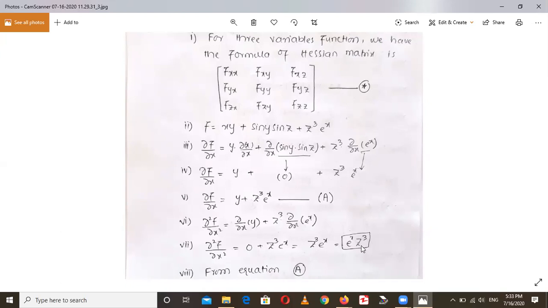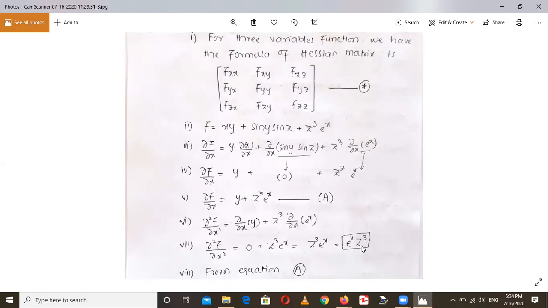Are you getting me? Hang on. I don't understand the question. Let me reread it again. For a 3 variable function, we have the formula in the matrix. Hang on, let me double check on the quiz. I'm a little bit confused by the way the question is asked in this one.